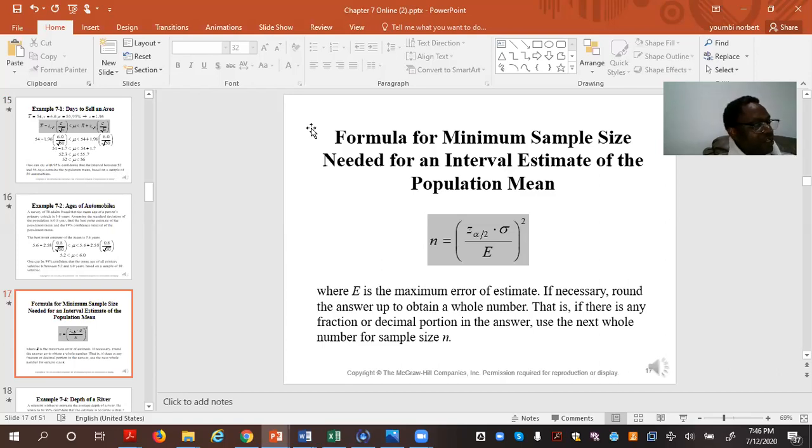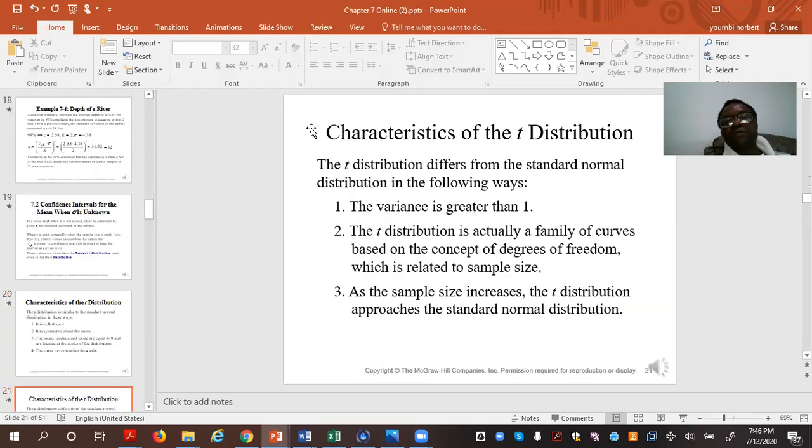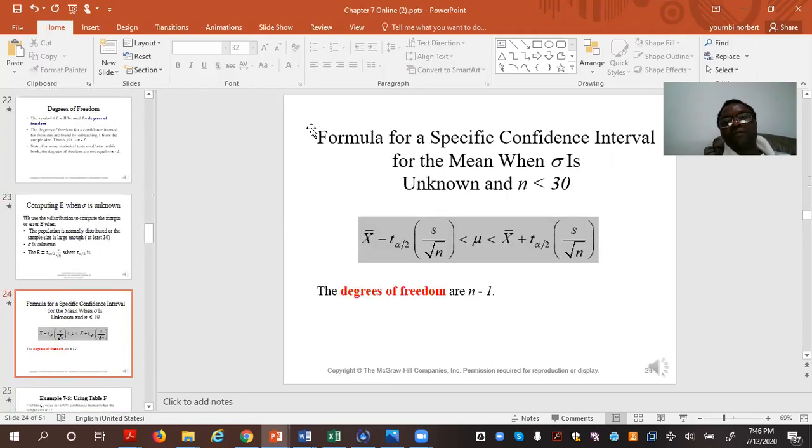The standard deviation of the sample was 2.6. Do you see this information? This means they have not given you the standard deviation of the population. So sigma is unknown. The standard deviation of the population, sigma, is not given. So you will use the formula which is on your screen.